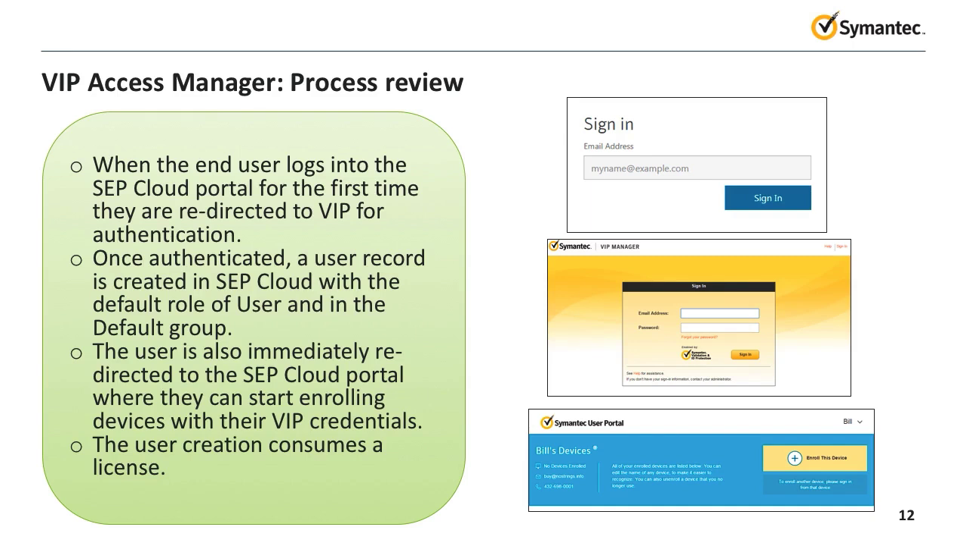Note the following about VIP Access Manager. When the end user logs into the SEPcloud portal for the first time, they are redirected to VIP for authentication. Once authenticated, the user record is created in SEPcloud with a default role of user and in the default user group. The user is also immediately directed to the SEPcloud portal where they can start enrolling devices with their ID. The user creation consumes a license.